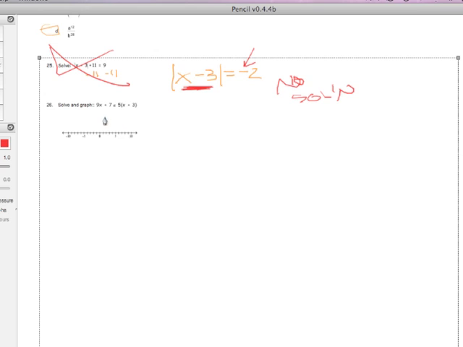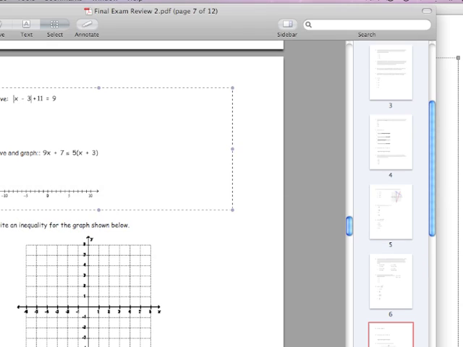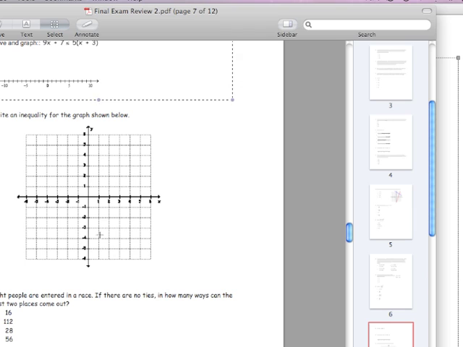Graph and solve 9x plus 7 is less than or equal to 5x plus 3. We did that one already. So maybe we could do one more. Oh, that graph doesn't look like it exists. And oh, this is a great one.